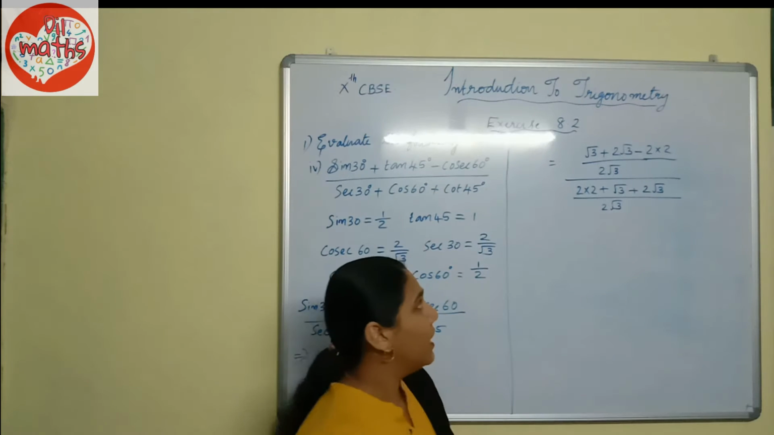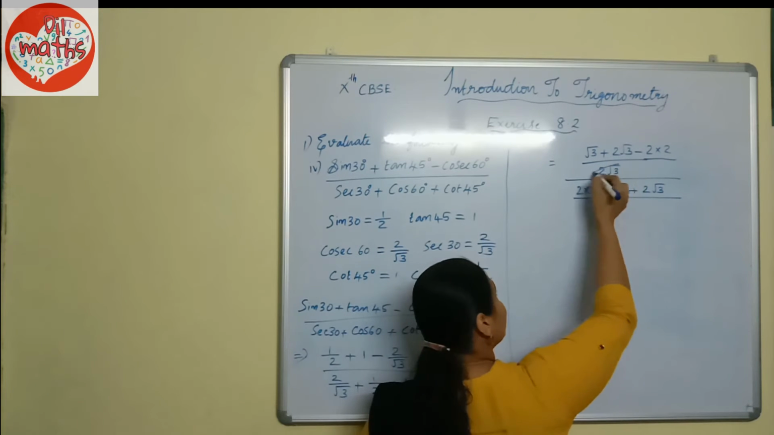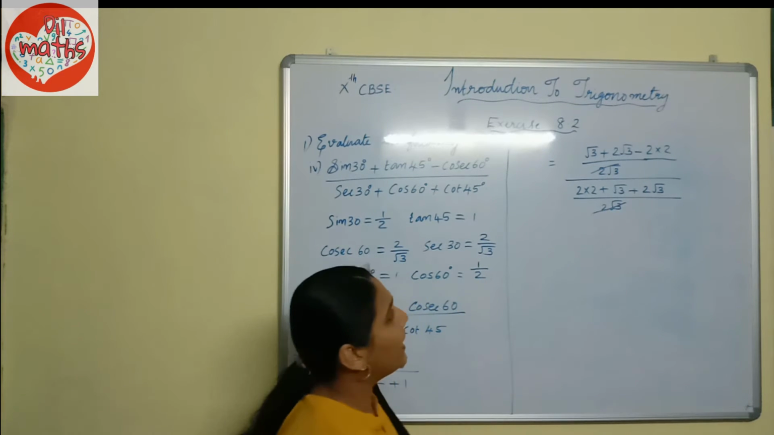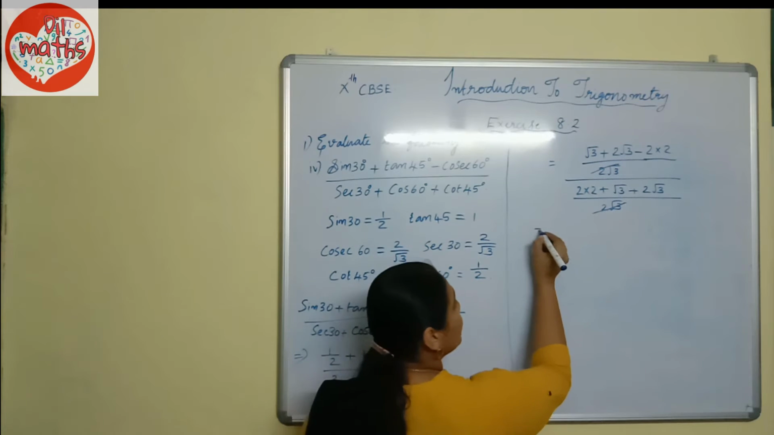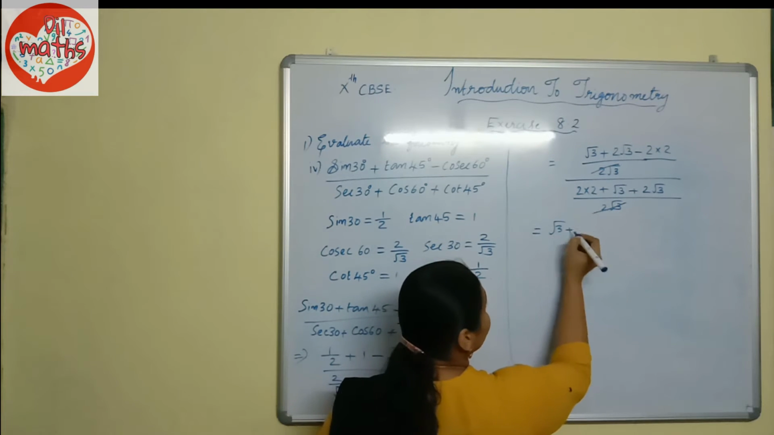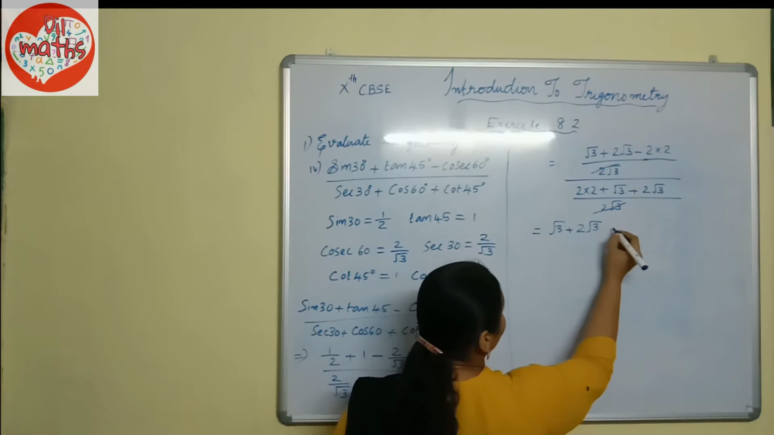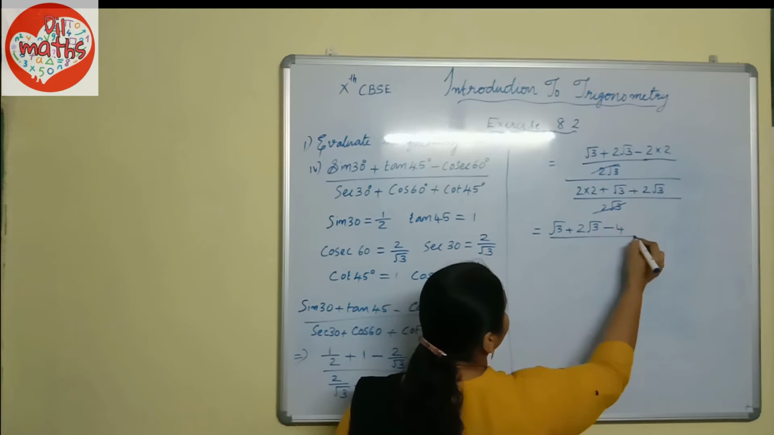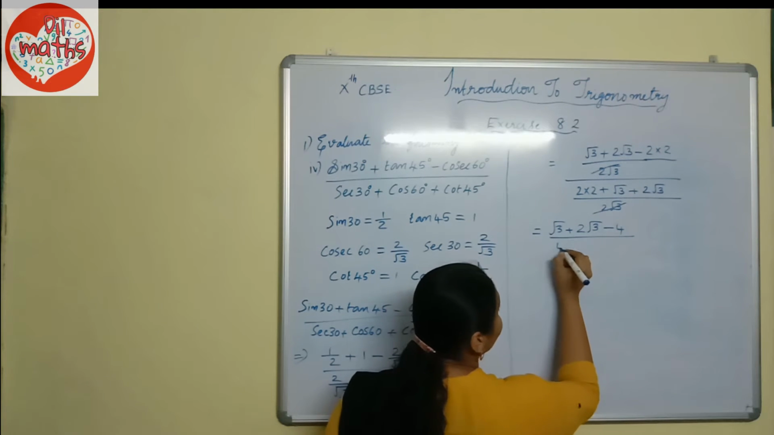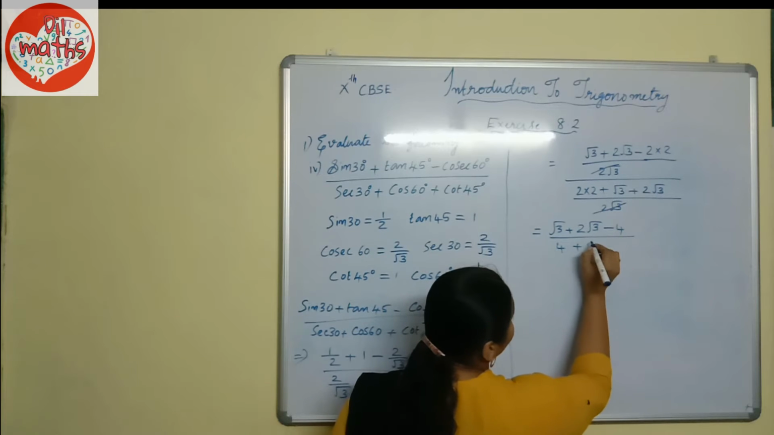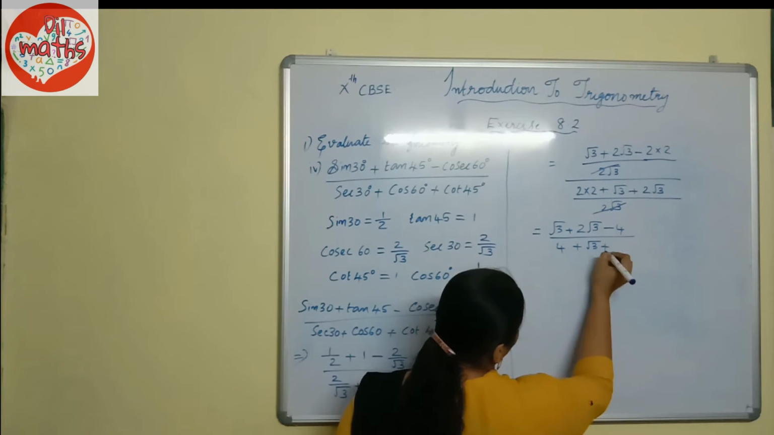Okay. Now we can cancel this 2 root 3. Okay. Now what will you get in the next step? Root 3 plus 2 root 3, 2 into 2 is equal to 4, minus 4, divided by 2 into 2 is equal to 4 plus root 3 plus 2 root 3.